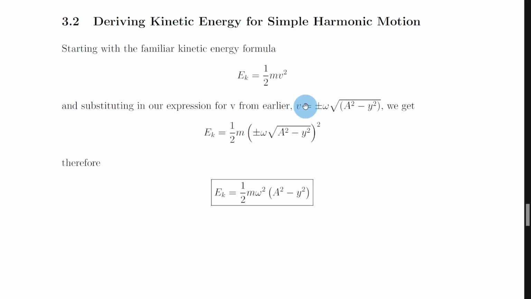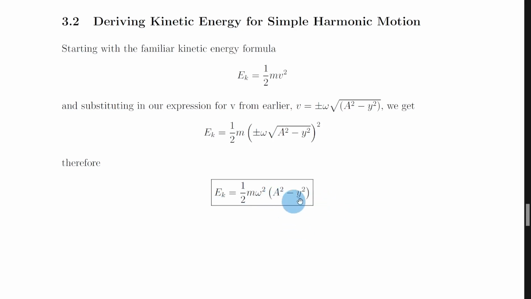So if you substitute this v expression into this equation here, then we end up with Ek equals a half m times, in brackets, plus or minus omega times the square root of a squared minus y squared, and that's all squared. And then what you want to do is just multiply all of this out. So we end up with a half m times omega squared times a squared minus y squared, because the squared term will cancel out the square root term here. So that gives us our final equation, kinetic energy Ek is equal to a half m omega squared times a squared minus y squared in brackets.